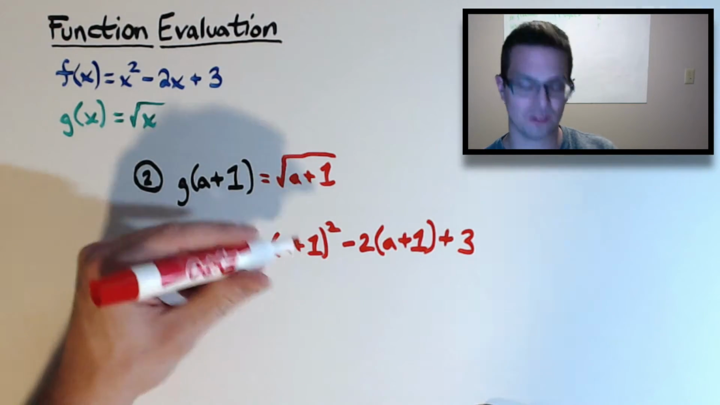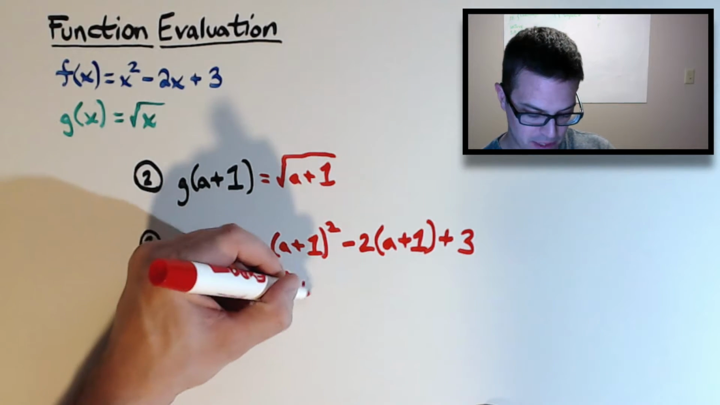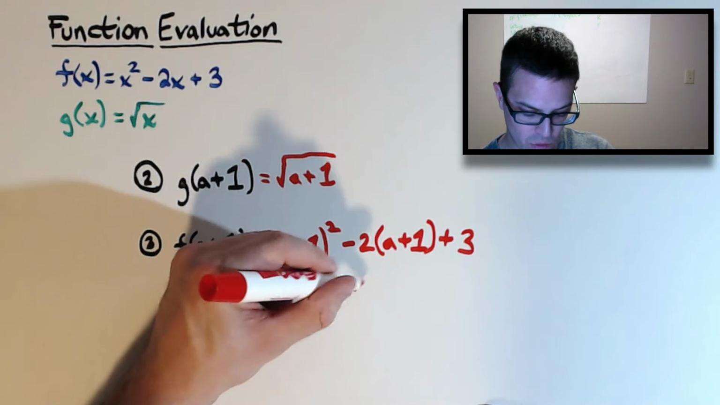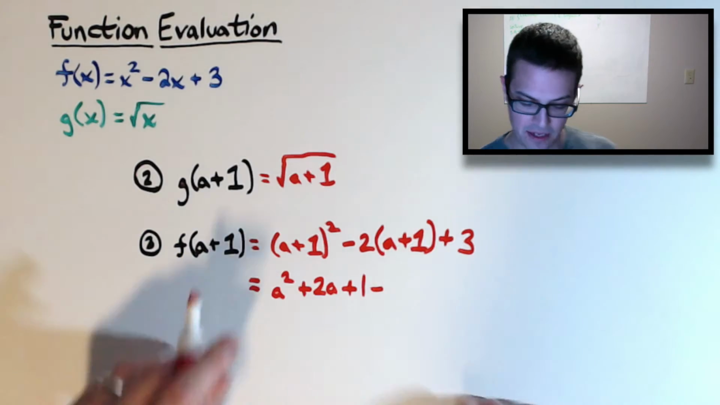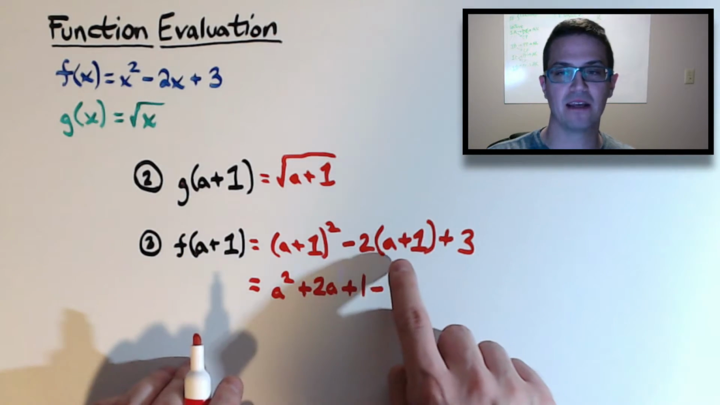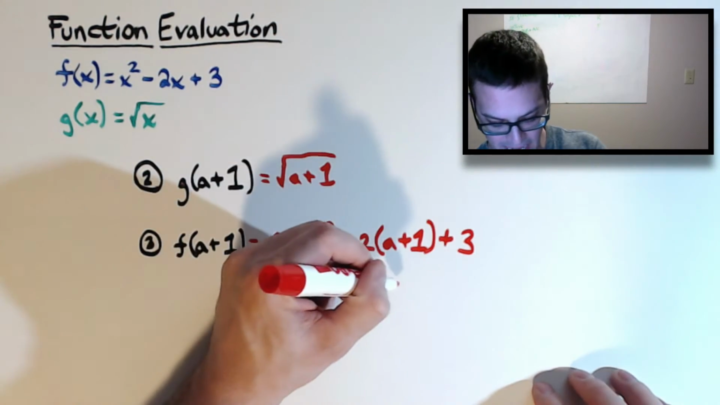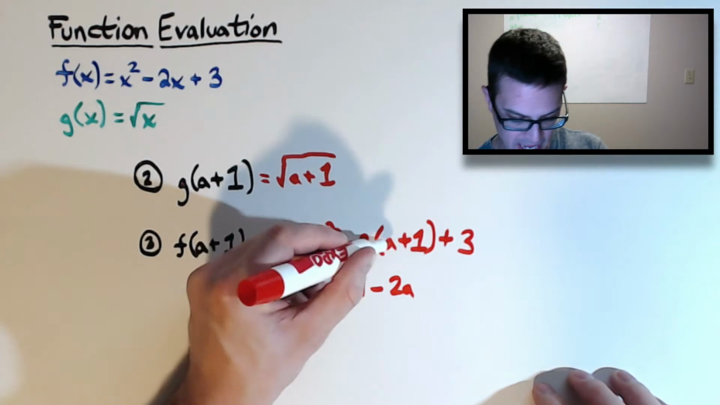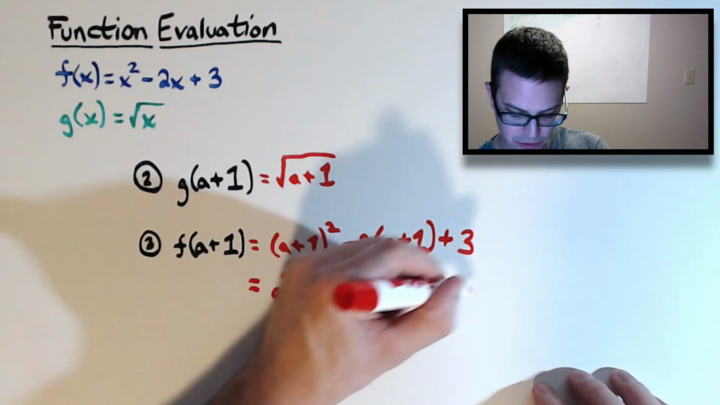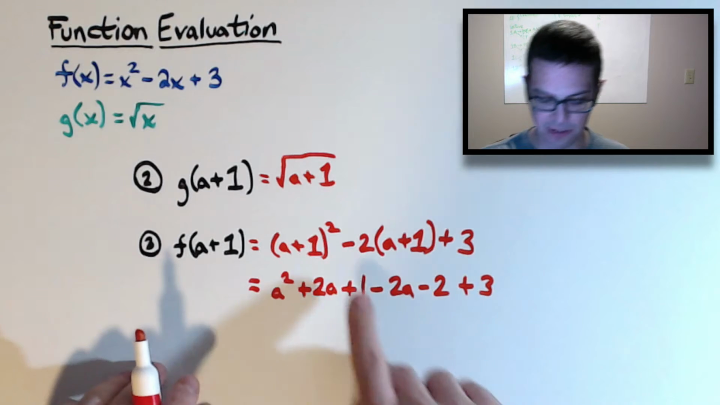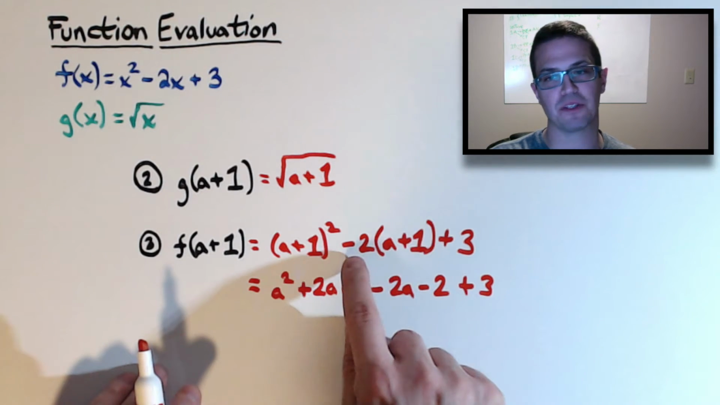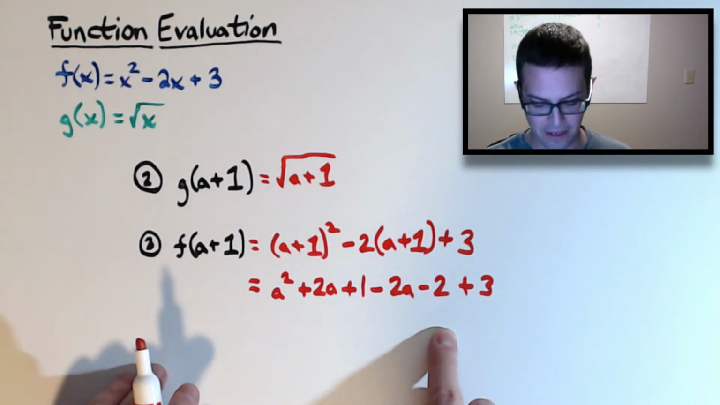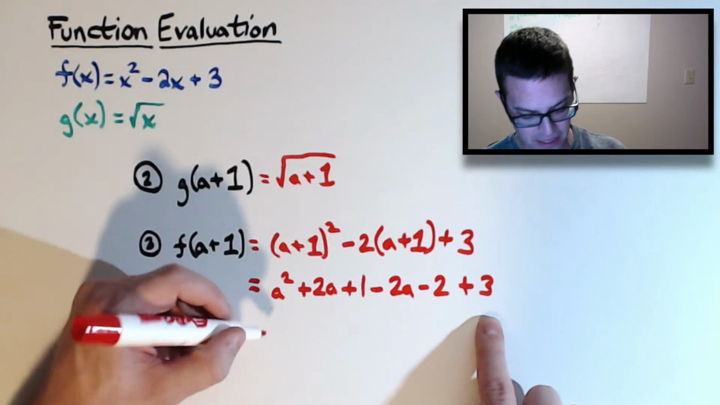So a plus 1 squared would be a squared plus 2a plus 1, minus, so it's minus this 2a plus 1. So I'm going to distribute that out. So it'd be negative 2a and then minus 2 plus 3. Because again, I distributed the negative 2 into the a, and then I distributed the negative 2 into the 1 to get that. Okay, now I have some like terms here that I'm going to combine.